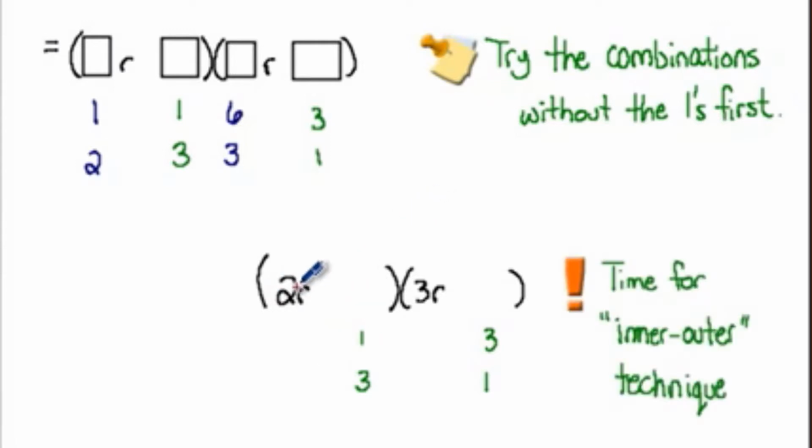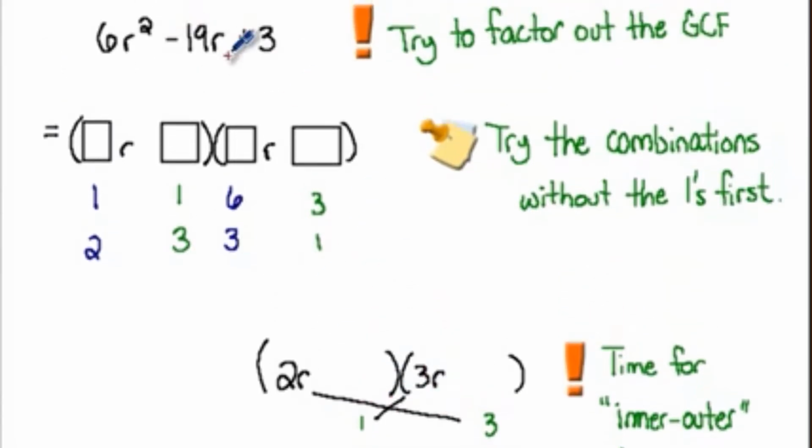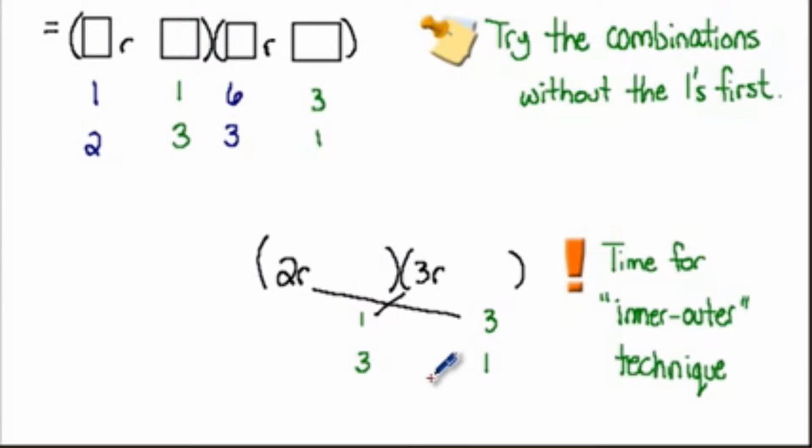So here we go. Let's do the inner first. 1 times 3, that'd give me 3. So I'm just looking at it this way. 1 times 3, and then 3 times 2. So I have 1 and 3, which gives me 3. 3 and 2, which gives me 6. So I have a 3 and a 6. Is there any way to combine 3 and 6 to get to 19? No, that's not possible. So this one is already out.